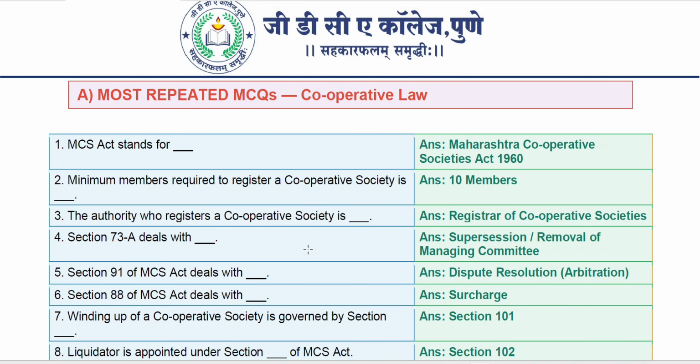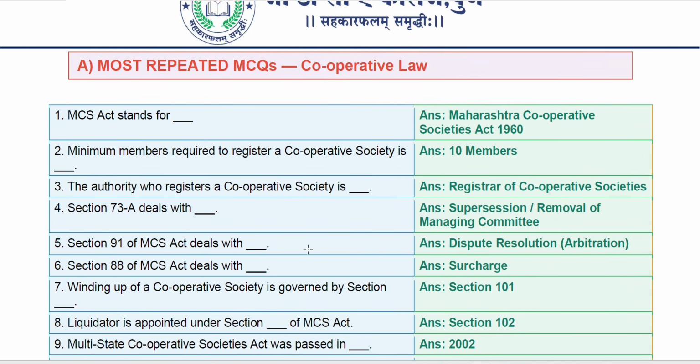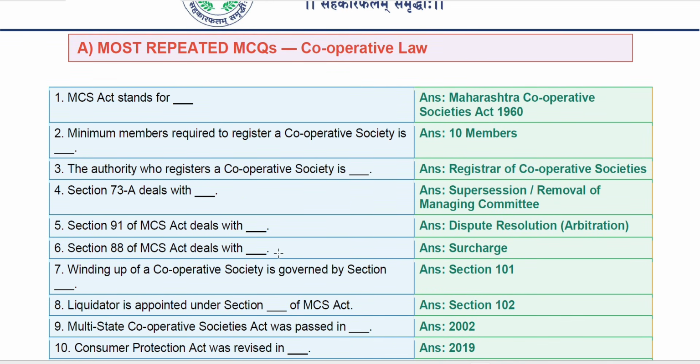Most repeated MCQs for cooperative law. MCS stands for Maharashtra Cooperative Society Act 1960. Minimum members required to register a cooperative society is 10 members. The authority who registers a cooperative society is the Registrar of Cooperative Societies. Section 73A deals with supersession, removal of managing committee. Section 91 of MCS Act deals with dispute resolution, arbitration. Section 88 of MCS Act deals with surcharge.